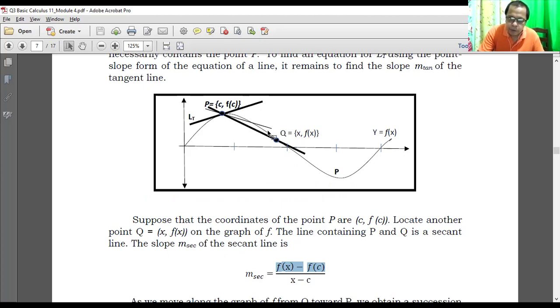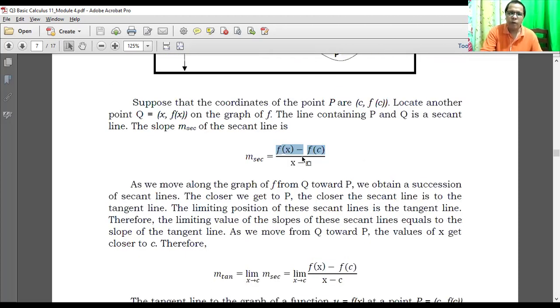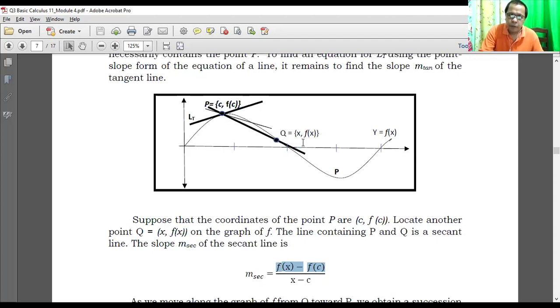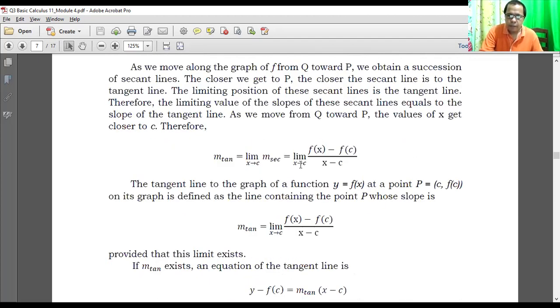Nya si X pod mag-approach pud siya sa imuhang C, no? X approaching to C. No? Therefore that is a limiting value, no? Pwede nimo siya i-limit. Pwede nimo siya i-take as a limit of a function para mo-equal siya sa slope of the tangent line. So mo na ni siya, no? So gilimit nimo sa second line and mo na ni.